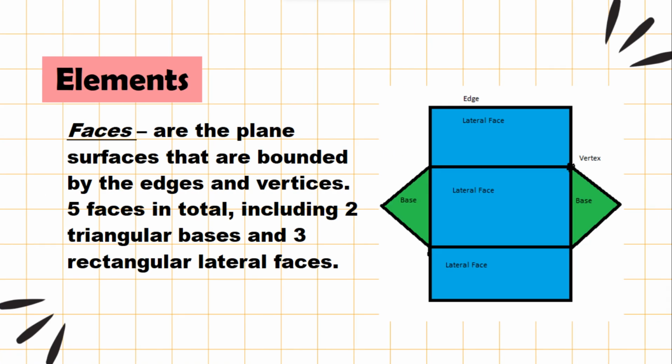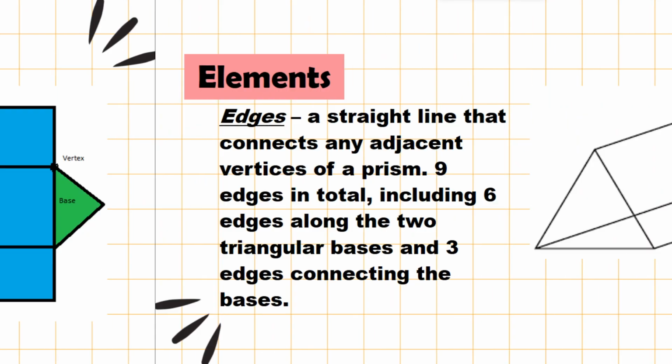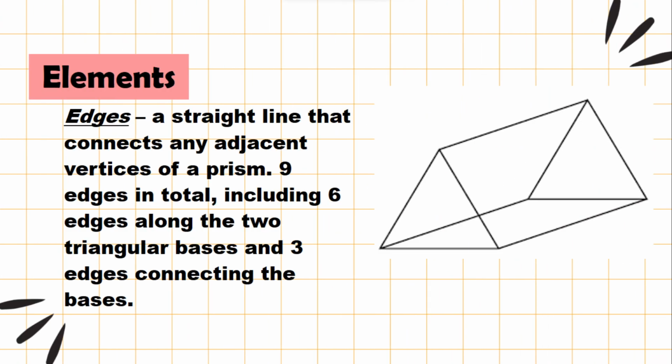Faces are the plane surfaces that are bounded by the edges and vertices. It has 5 faces in total, including 2 triangular bases and 3 rectangular lateral faces. The second element is edge. An edge is a straight line that connects any adjacent vertices of a prism. There are 9 edges in total in a triangular prism, including the 6 edges along the 2 triangular bases and 3 edges connecting the bases.